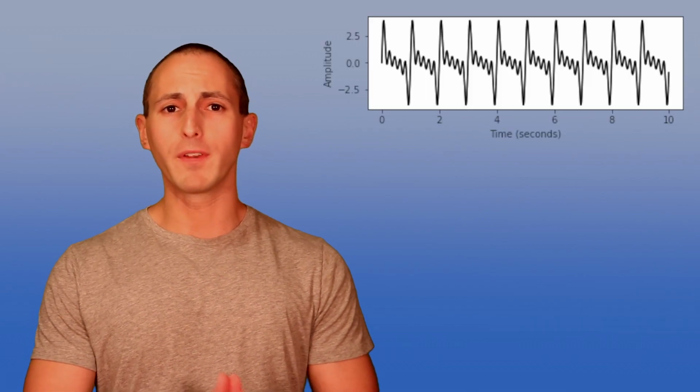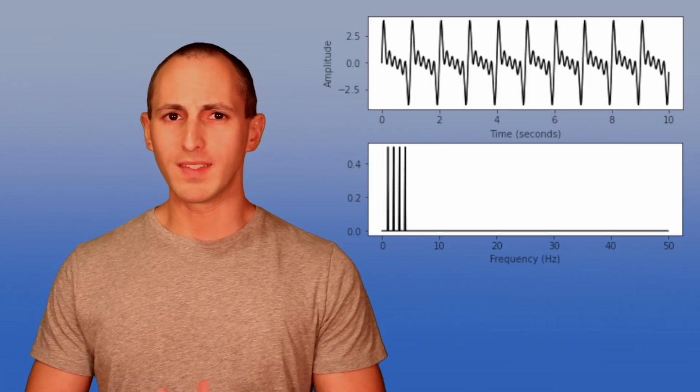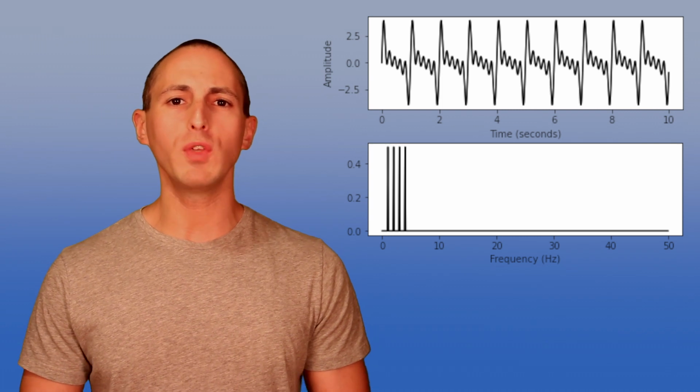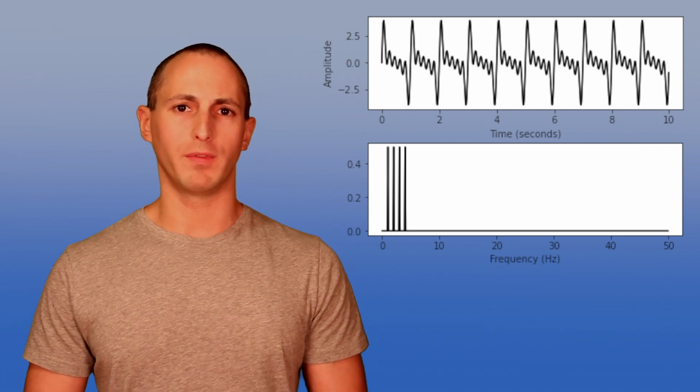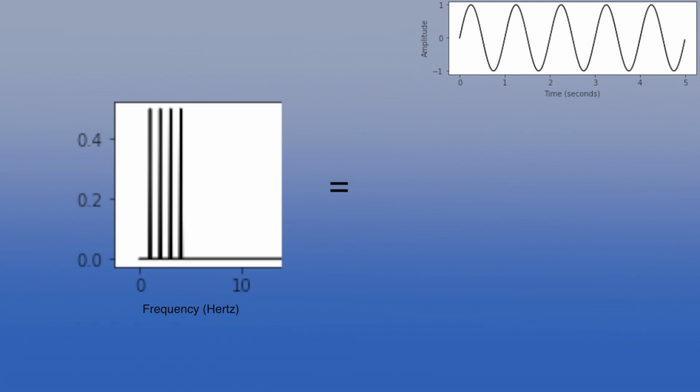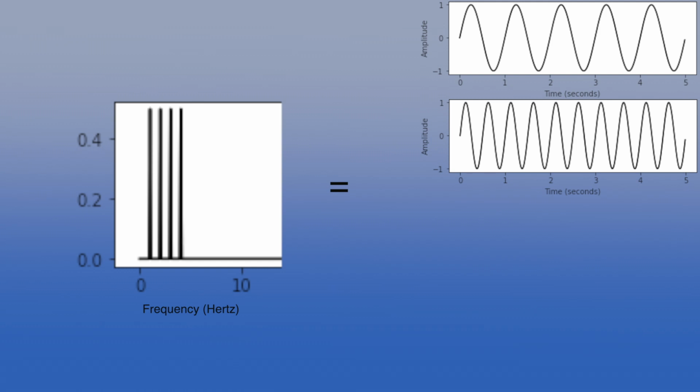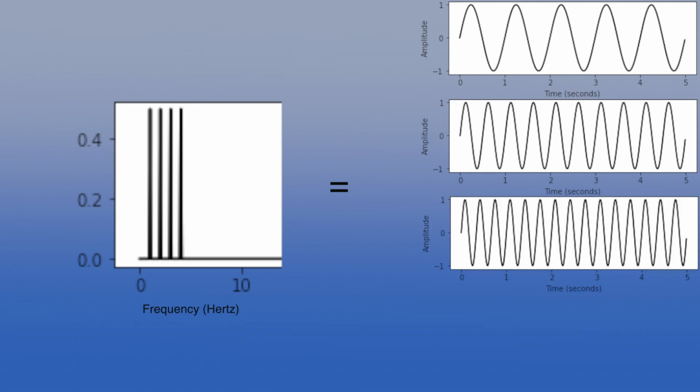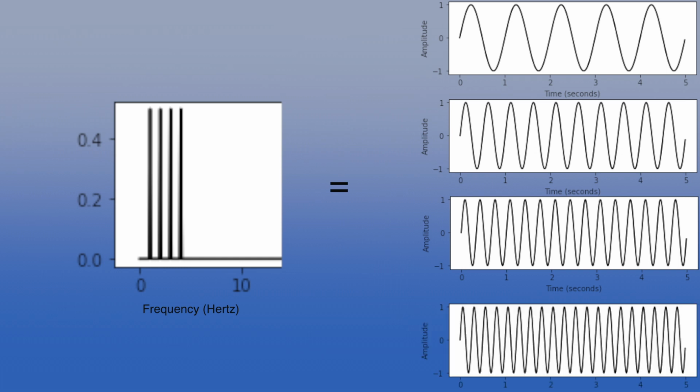But we can convert these complex waveforms in a way that allows us to see their constituent frequencies. If we do that for this wave over here, we can see that it's actually made up of 4 unique waves, each with its own frequency. The first wave has a frequency of 1 Hz, meaning it oscillates once every second. The second wave has a frequency of 2 Hz. It oscillates twice a second. The third wave oscillates 3 times a second, and the fourth oscillates 4 times a second.